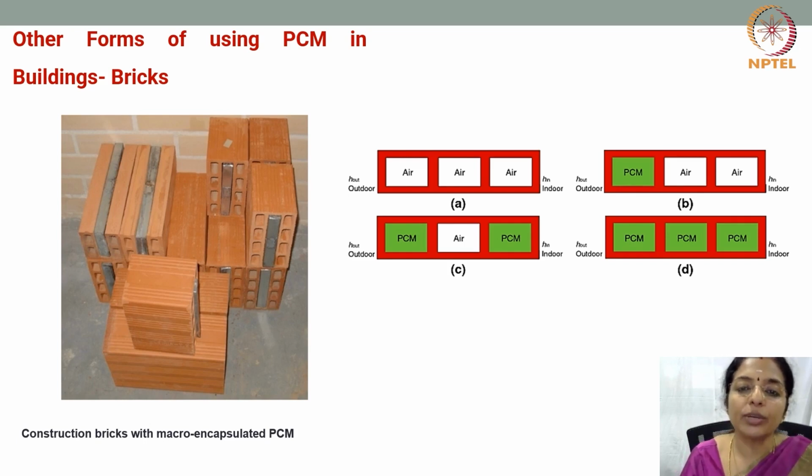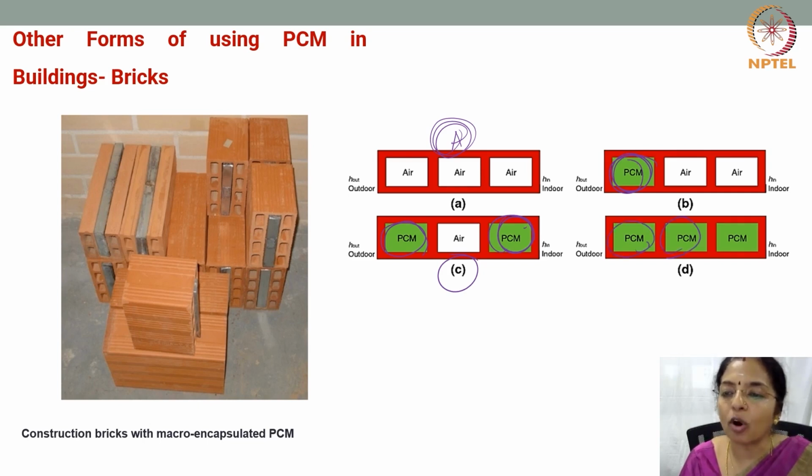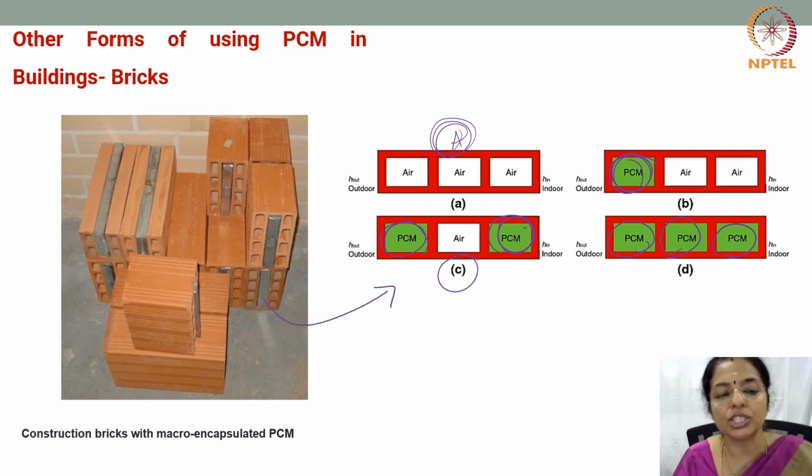So here are four sections. The first is a primary section where you are not using PCM. Section B uses PCM along the outside. C uses PCM on the outside and inside cavity. And D uses PCM on all the three cavities of this brick, which would probably look like this. So you can also have construction bricks with micro encapsulated PCMs.